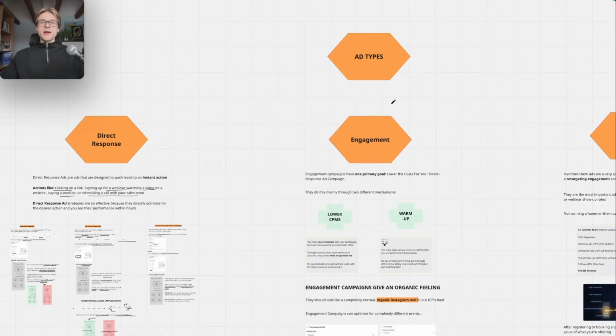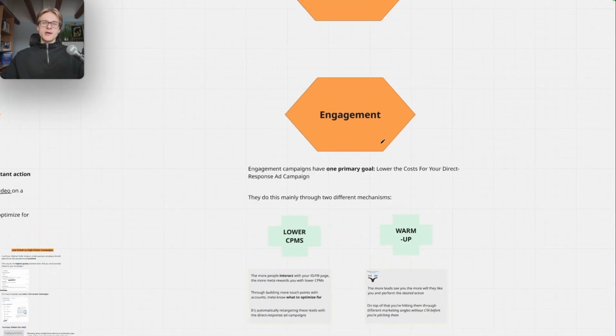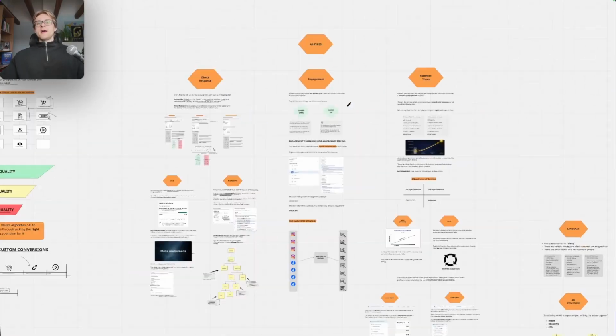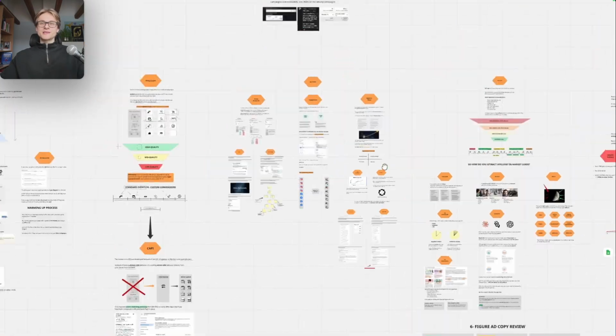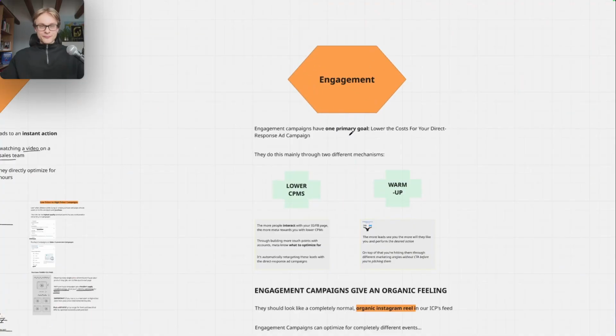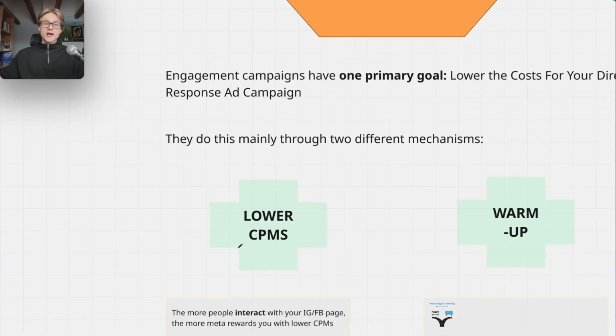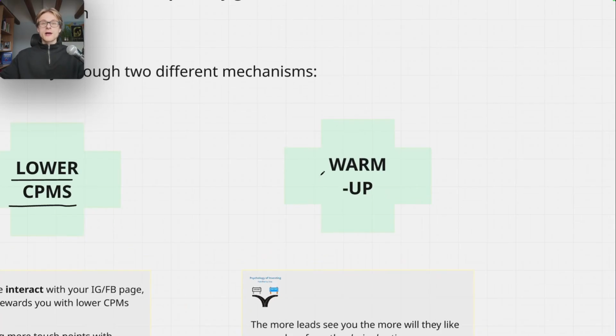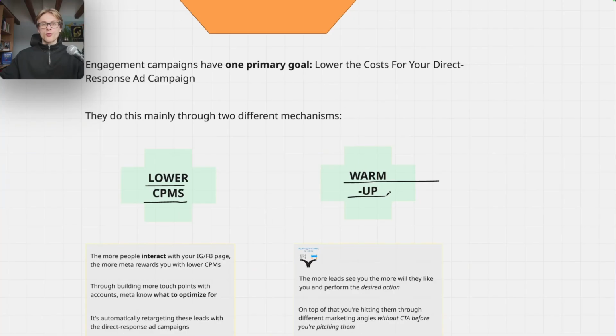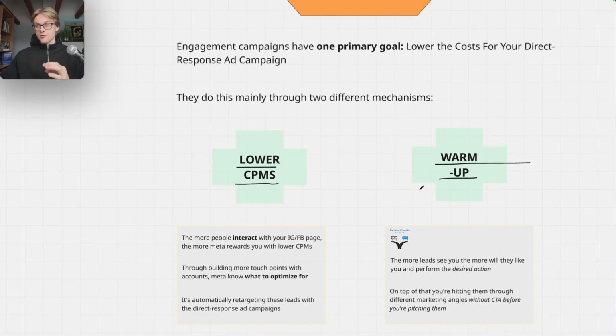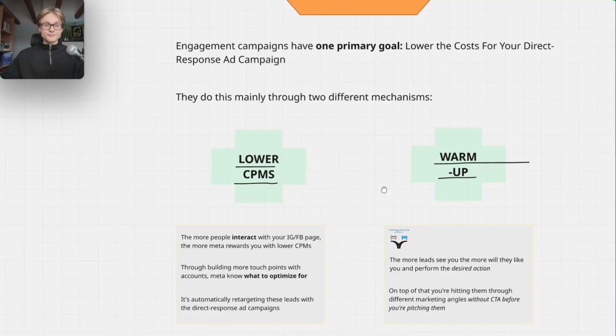Now, the next campaign type is going to be engagement. Yeah, and engagement campaigns basically have one goal. The primary goal of an engagement campaign is to lower the cost for your direct response ad campaign. Okay, and they do this mainly through two different mechanisms. Through lower CPMs, this is what I talked about earlier, the same thing as with the retargeting, and through warming up the leads, making them more likely to convert. So basically increasing your click-through rates and lowering your costs.